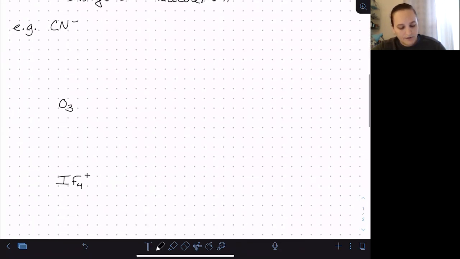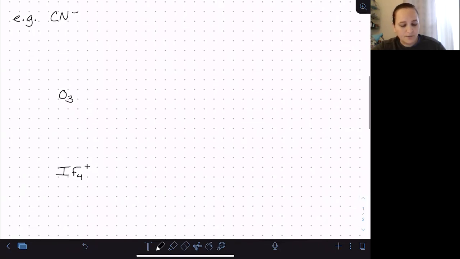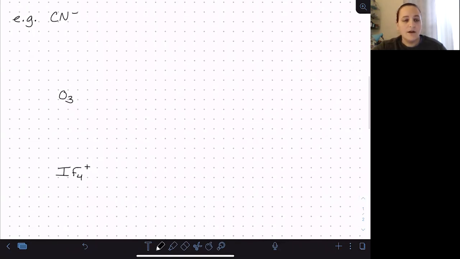First, I would like you to pause here for a minute and try to draw Lewis structures for these three compounds.